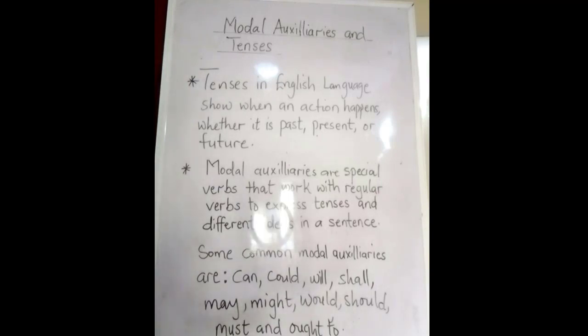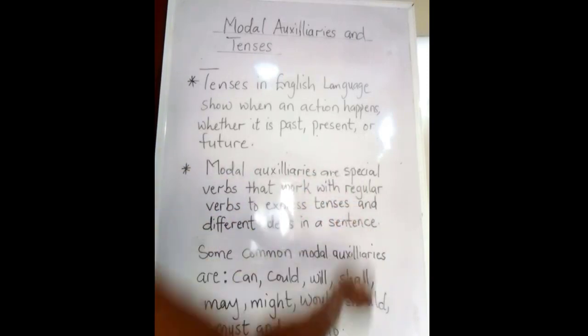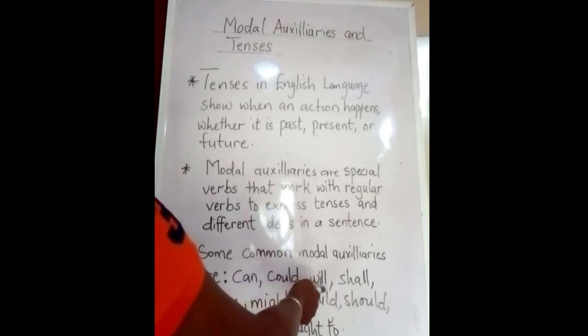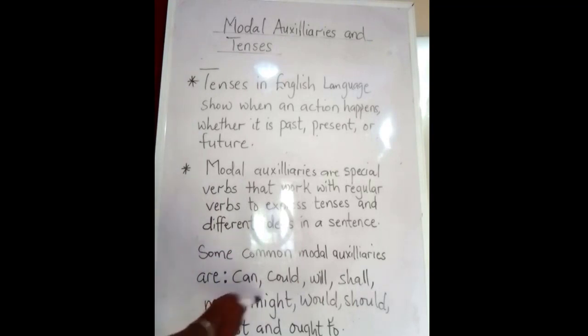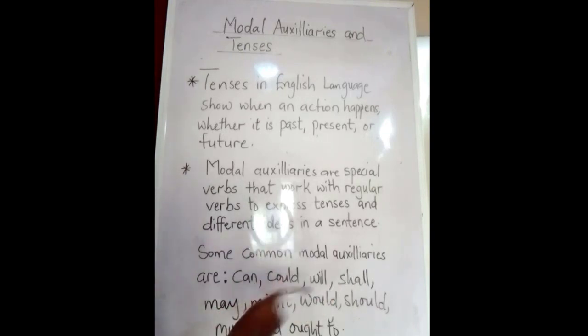So modal auxiliaries, we're going to see some examples. But just know that modal auxiliaries are special verbs in English language. They are special verbs that work with the commonly known verbs, the main or regular verbs, to express tenses and different ideas in a sentence. Some common modal auxiliaries are can, could, will, shall, may, might, would, should, must, and ought to. These are some of the common modal auxiliaries that we have in English language.